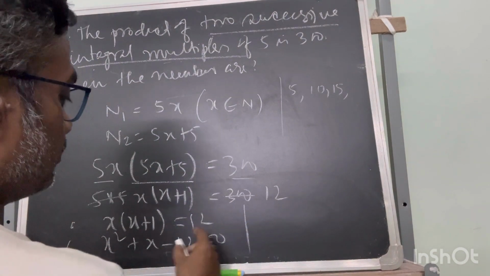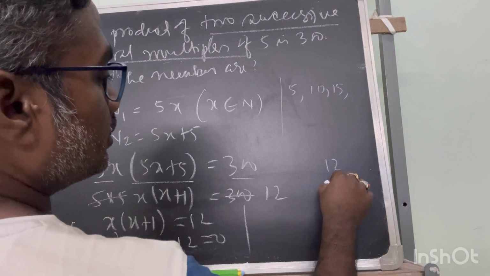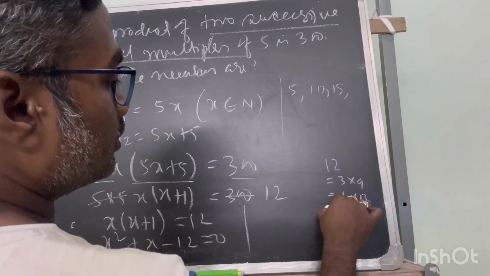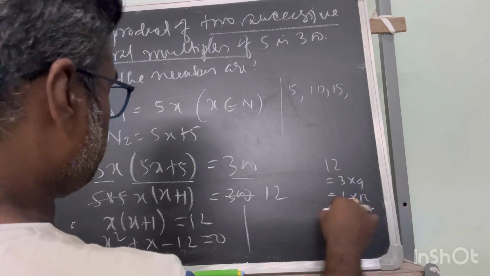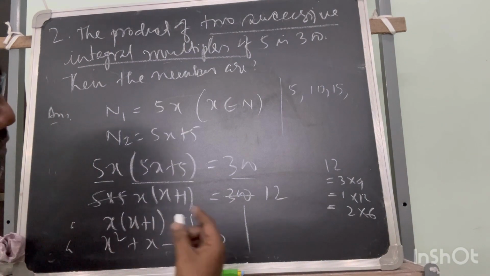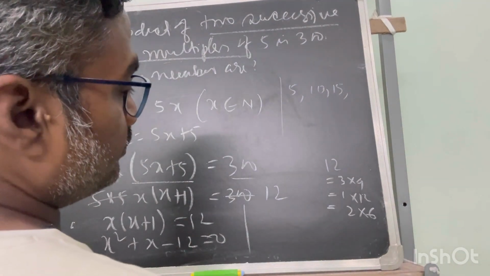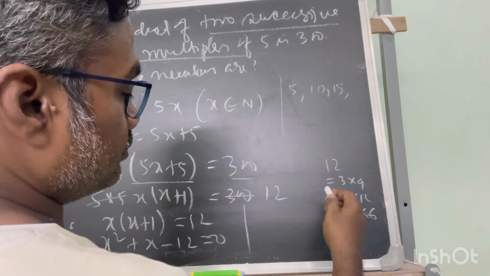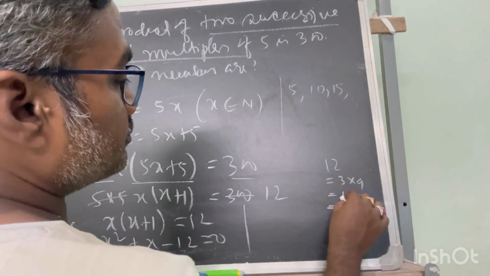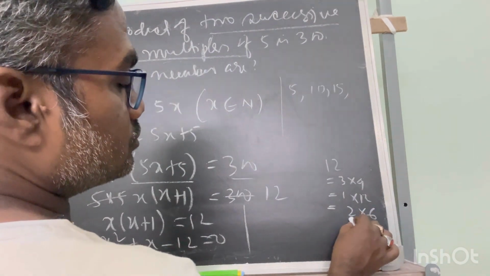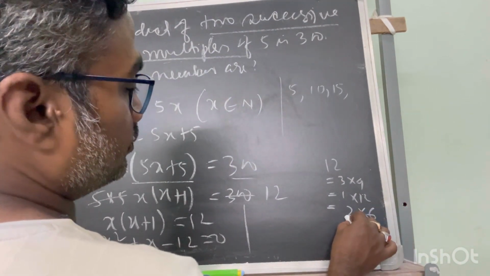So how to do that? 12 can be 3 into 4, 1 into 12 or 2 into 6. Now see, a is equal to 1. So what could be the combination for which you will get it? Either you have to do plus or minus. So 12 plus 1, 13, 12 minus 1, 11. 6 into 6 plus 2, 8, 6 minus 2, 4.